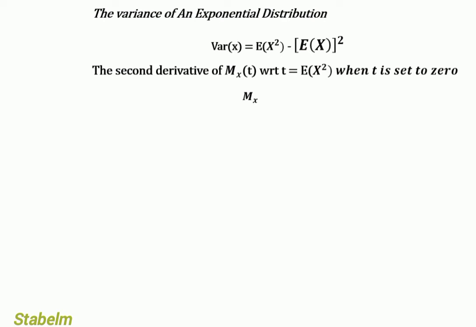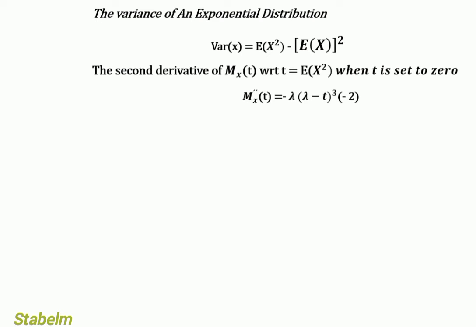M double prime sub X of t equals lambda into bracket lambda minus t raised to the power 3 into bracket minus 2. Minus 2 multiplied by minus lambda, we have a minus 2 lambda, and we can take this to come down.